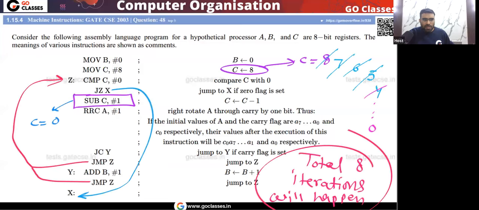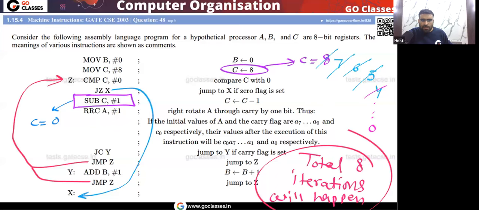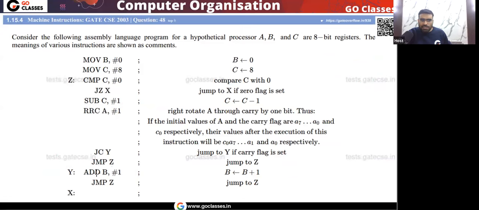Now, this is the final idea. So tell me, what will be the value of B? What will be the final answer? We will do the complete thing, don't worry. I will do all the iterations, but you tell me what is the final answer? The value of B after execution.